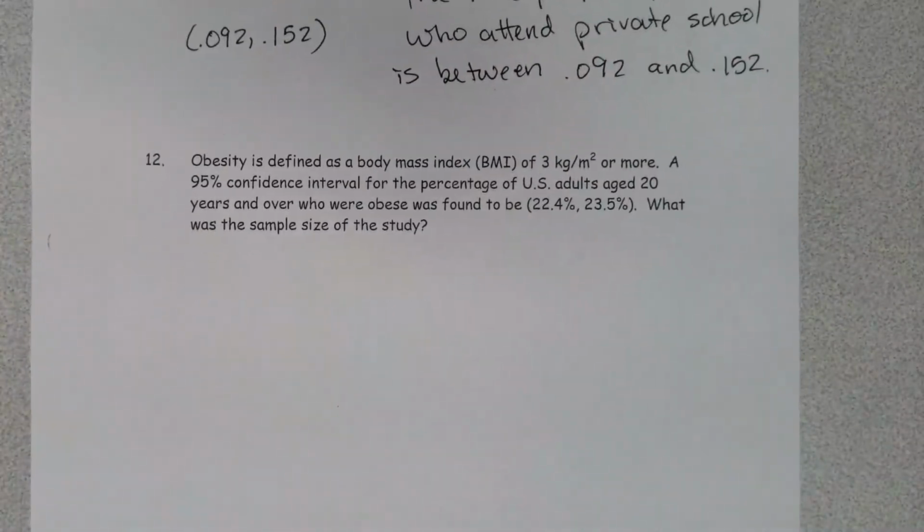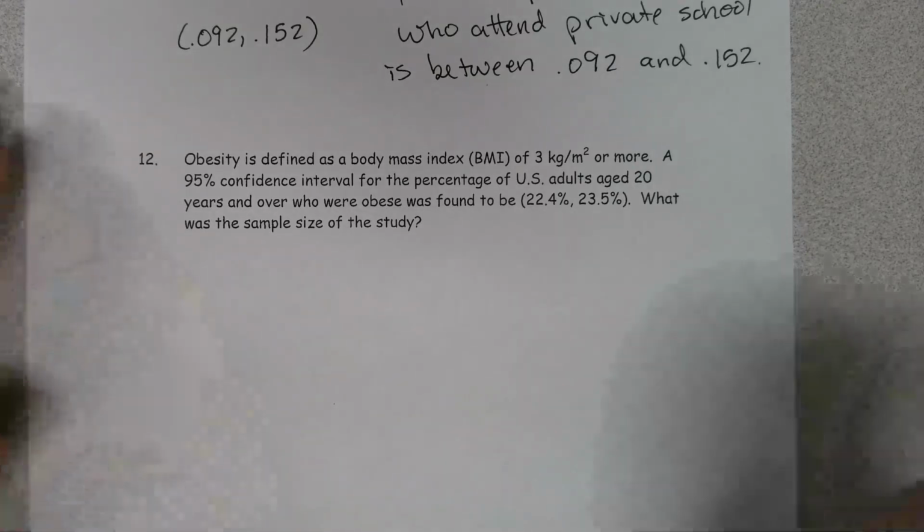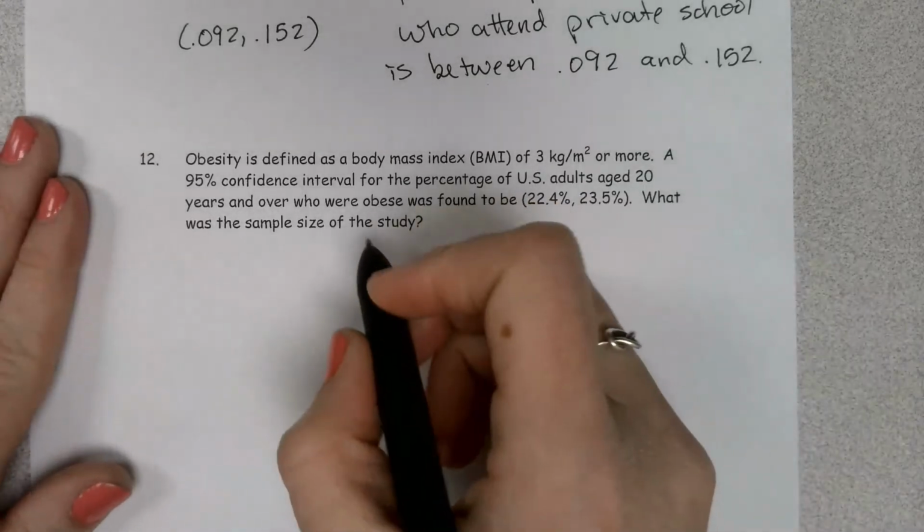Okay, and the last one. Obesity is defined as a BMI of 30 or more, 30 kilograms per meter squared or more. A 95% confidence interval for the percentage of U.S. adults aged 20 years and over who were obese was found to be 22.4 to 23.5%. What was the sample size of this study? Okay, so this is based on a one prop z interval, just like we did above.